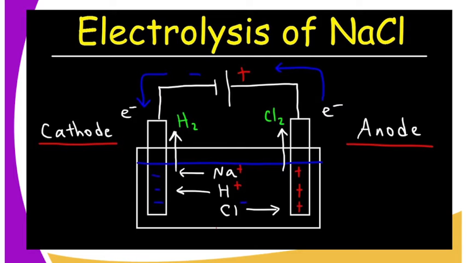When the circuit is completed, the positive ions in the solution move towards the negative electrode, the cathode. In this case, the positive ions are sodium ions, while the negative ions move towards the positive electrode, the anode, and these are chloride ions.